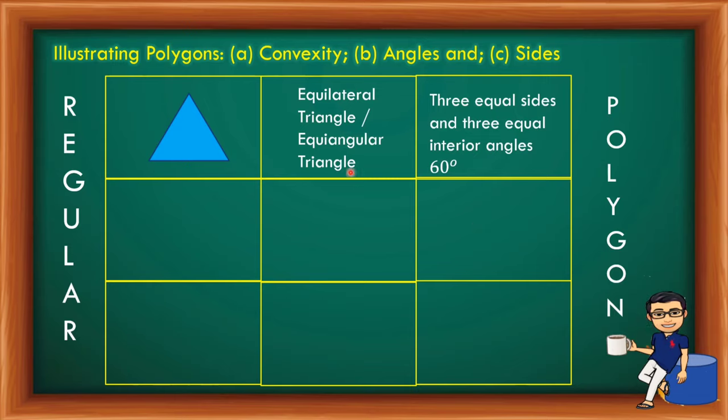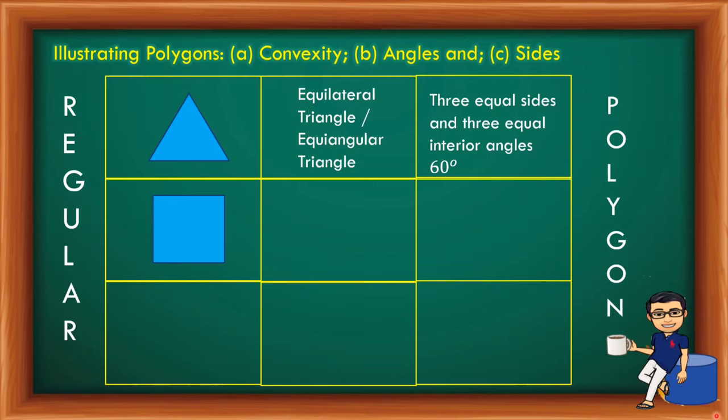By the way, kapag pinag-uusapan natin ang regular polygon na triangle, so ang kanyang interior angle ay 60 degrees. So, kaya ito, 60 yan, 60 yan, 60 yan. Total 180 degrees. Okay, let's have another one.